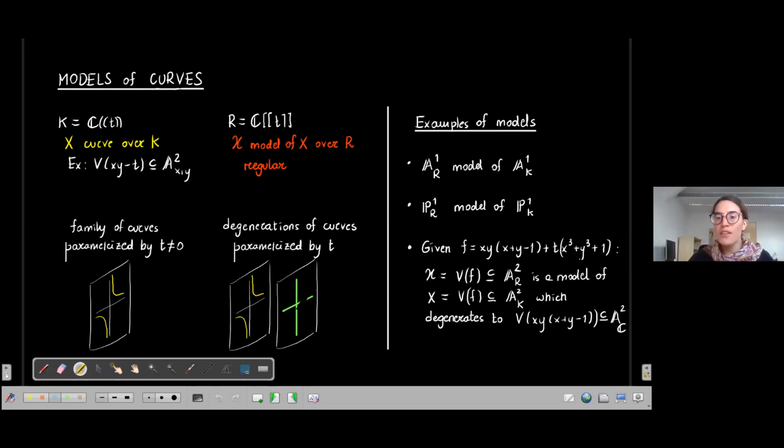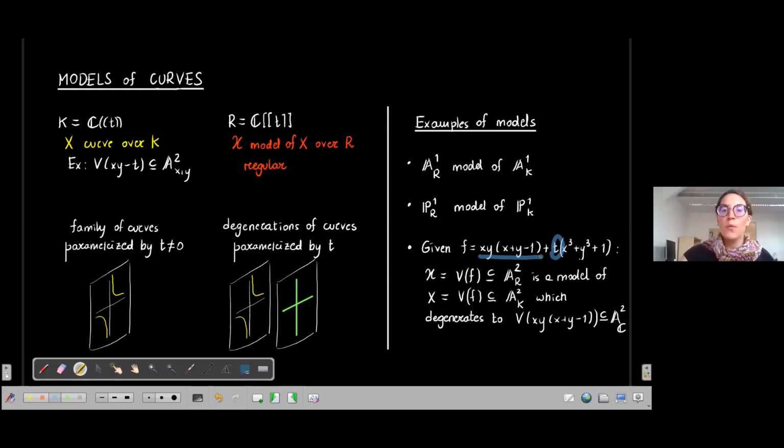So this degenerates to, okay, if we put t equals 0, then we're just left with this polynomial, and we see that it degenerates to the vanishing of x, y times x plus y minus 1. So these are 3 polynomials, and so it means that we are having 3 components. But let me say it more.